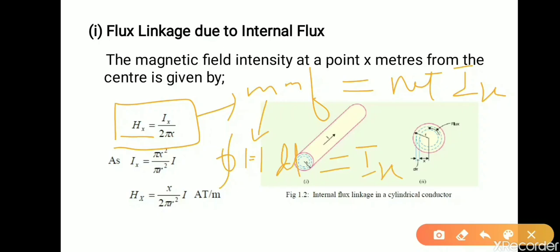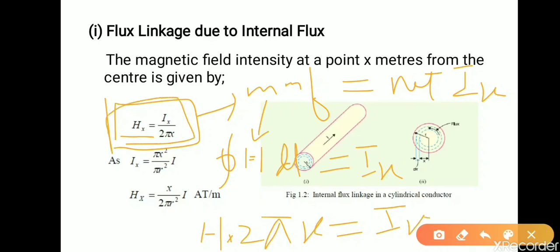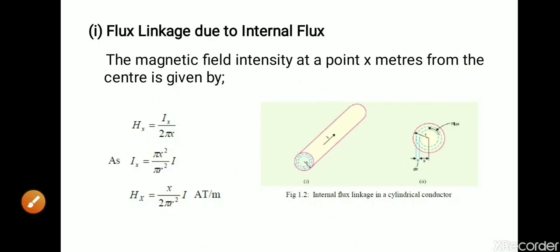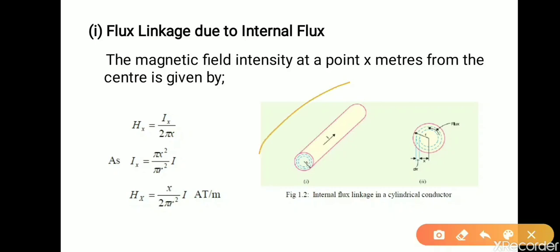And here H into dl will be equal to 2 pi x, will be equal to I of x. So in this way we have obtained this equation. Now we are assuming a uniform current density across this conductor.